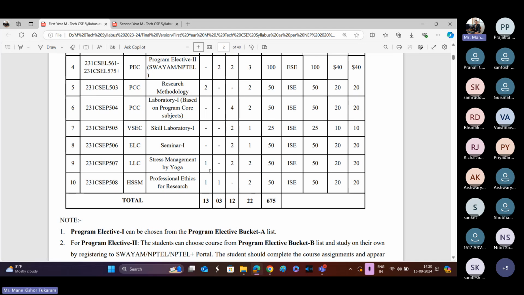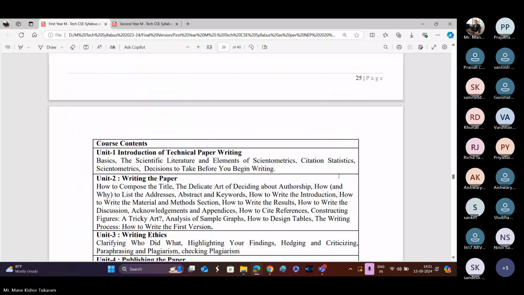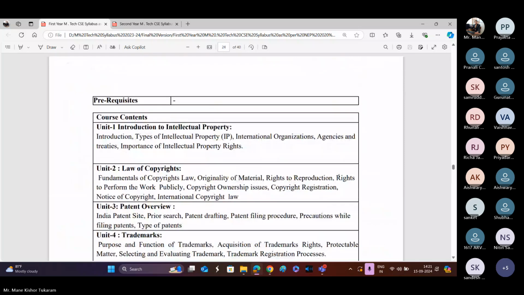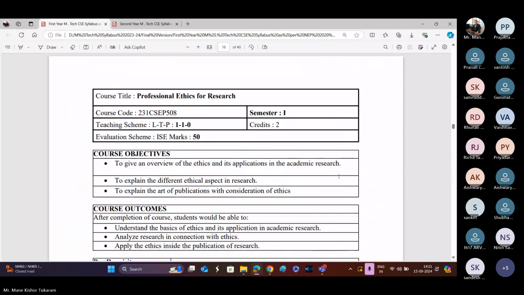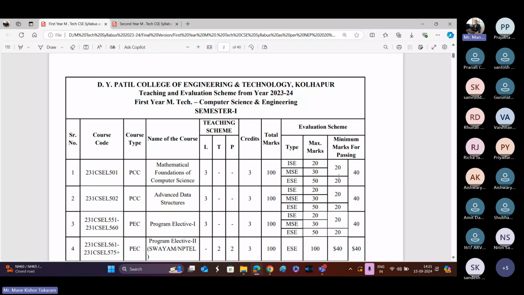And the last course of the first semester is professional ethics for research. Inside this subject, you have to be bound by the ethics related to research. That is, what are the things included in research, what are the things to do, which are the things we should not do, and so on. Whatever ethical aspects are related to research, we have to focus on that, and based on that, we will take one MCQ test and give the evaluation related to the ISC.